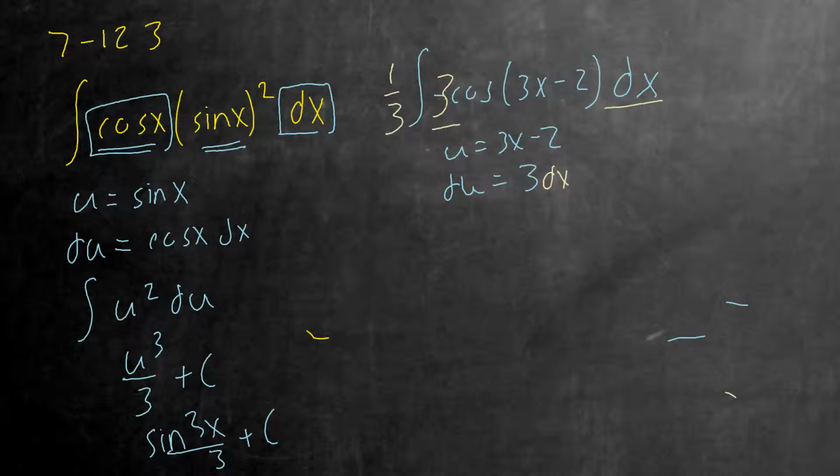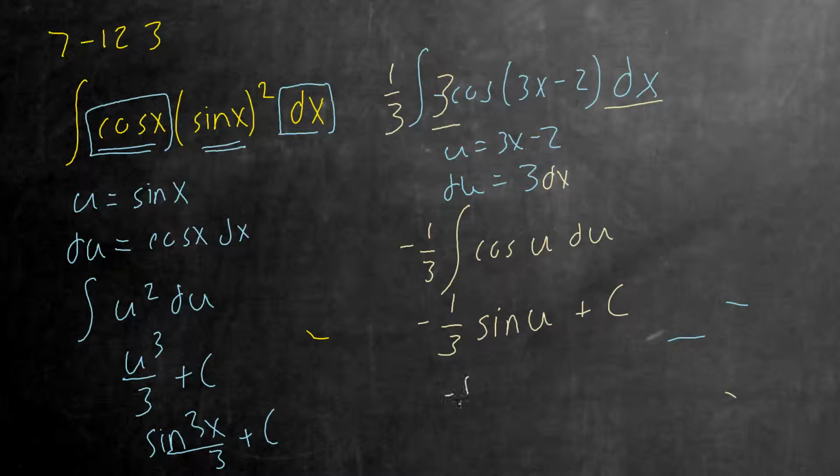And I'm actually going to throw that negative in front as well right there. So I've got negative 1/3 cosine u du. Integral of cosine u would just be sine u plus c. Put u back in. Negative 1/3 sine of 3x minus 2 plus c.